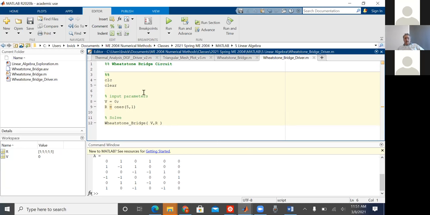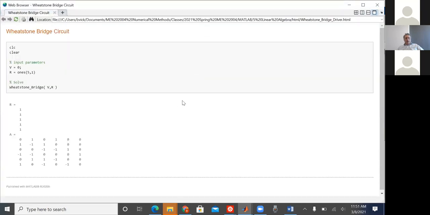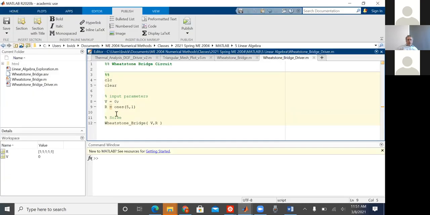To see it better, it's always best to publish it. So we put in the R matrix and there they are. I think it would be more demonstrative to put in something different than ones to differentiate that. If we put in two times, we could clearly see where the R's are and where the ones are. Publish.